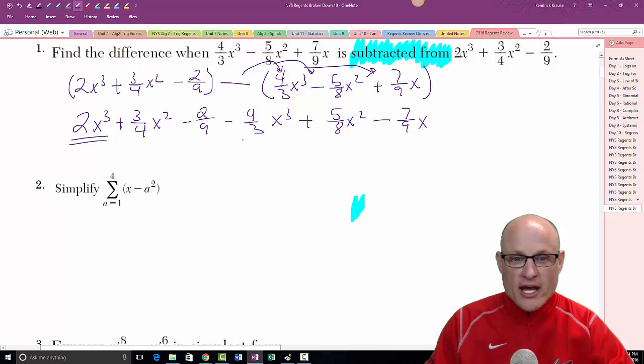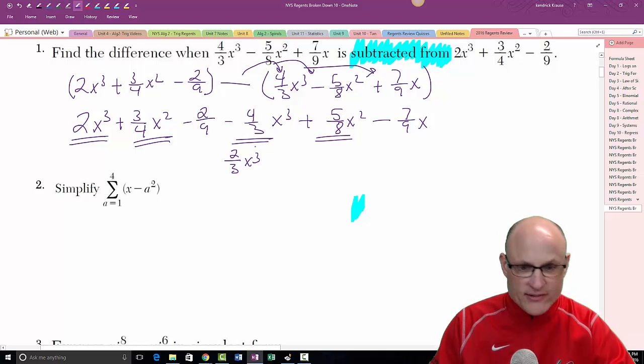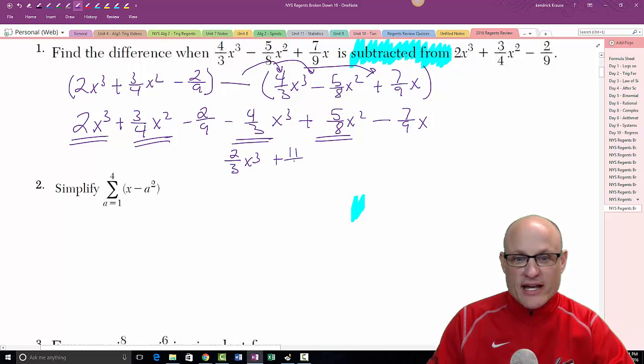I can put 2/3 and minus 4/3. Now I'm assuming you can use a calculator to get that. That's, let's see, 6/3. That's 2/3. So 2/3 x cubed, and then 3/4 plus 5/8. So 3/4 is 6/8. So that'd be 11/8. So that's plus 11/8 x squared.